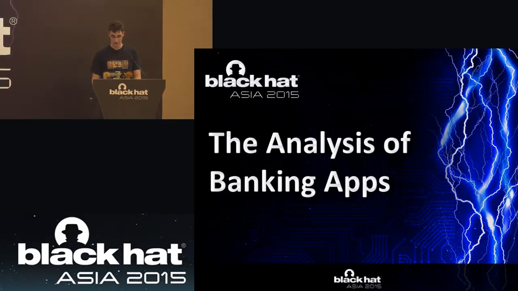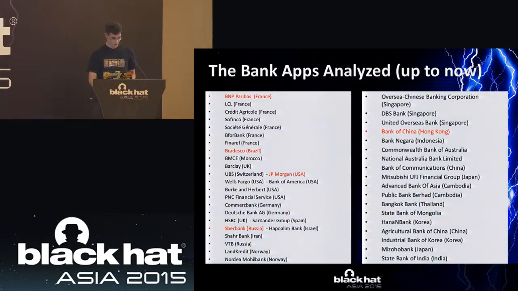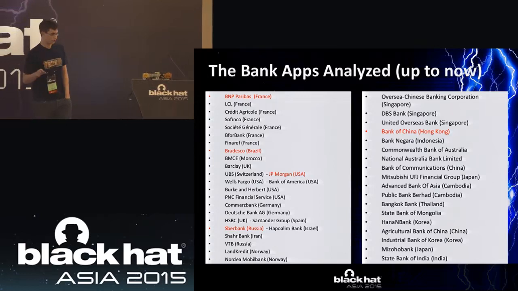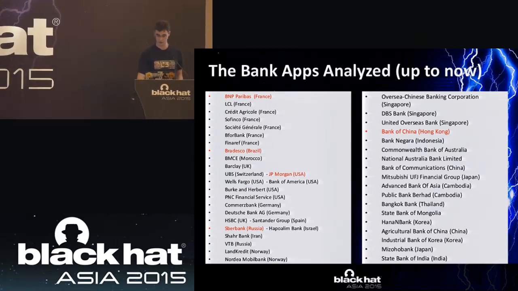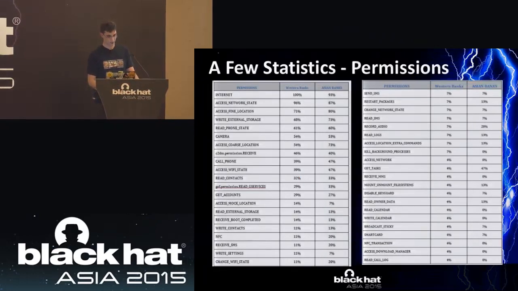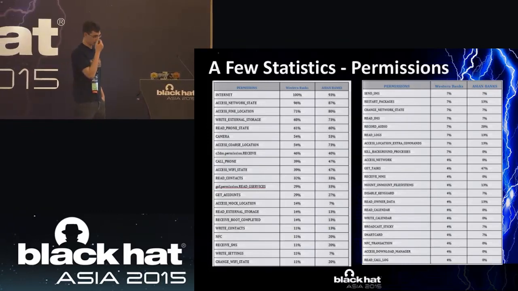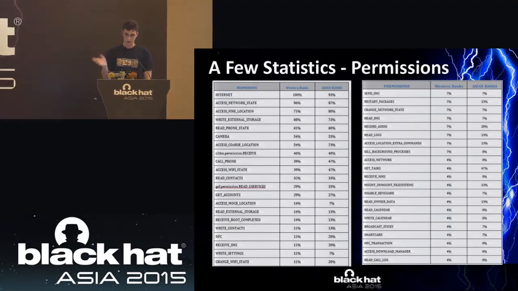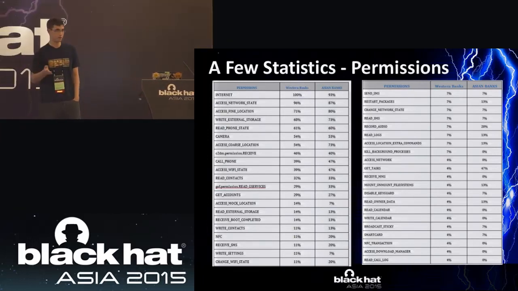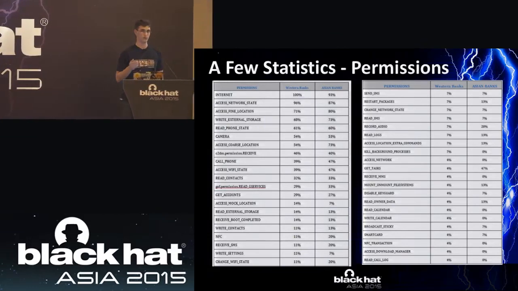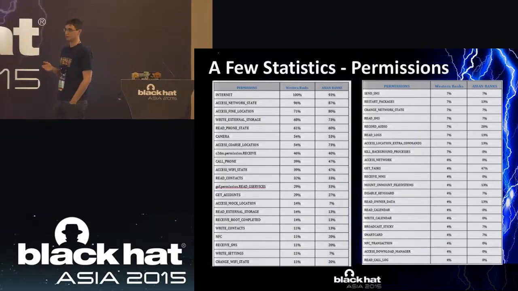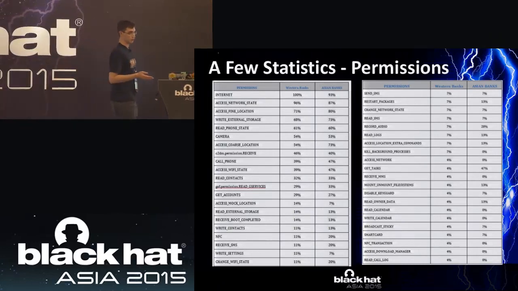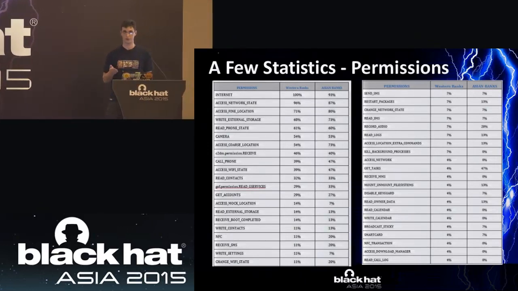Let's continue with the banking applications. We have analyzed all these applications, and the red ones are the ones we will present to you. Here are comparative statistics about American, European and Asian applications. Just to be quick, because I lack time. Banking applications use lots of permissions. So if the application is vulnerable, the attacker does not even need to run a root exploit, because the application already has large permissions on the phone.